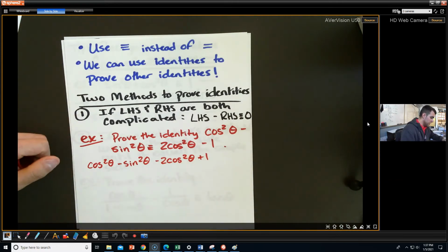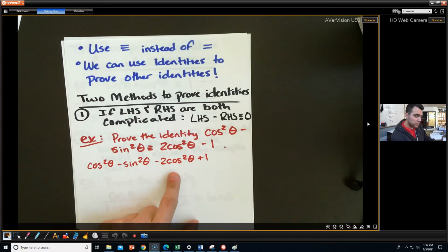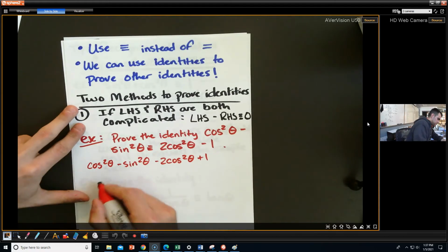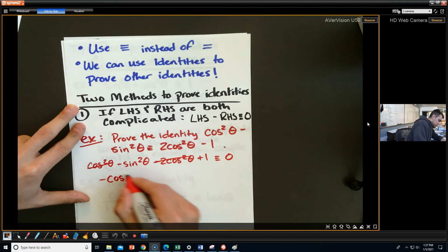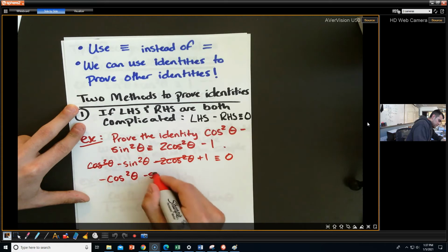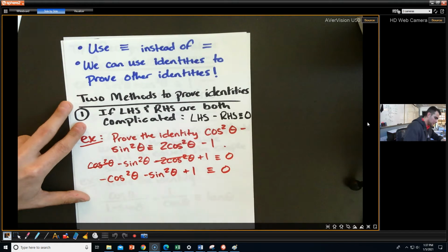Well, let's see what we can do here. We have cosine squared theta minus 2 cosine squared theta. Those are like terms, so 1 minus 2 is negative 1. So we get negative, oh, I forgot to equal this to 0. We get negative cosine squared theta minus sine squared theta plus 1 is equal to 0.